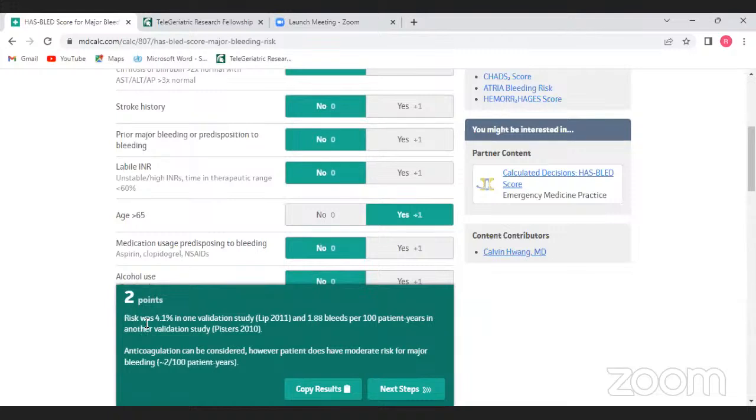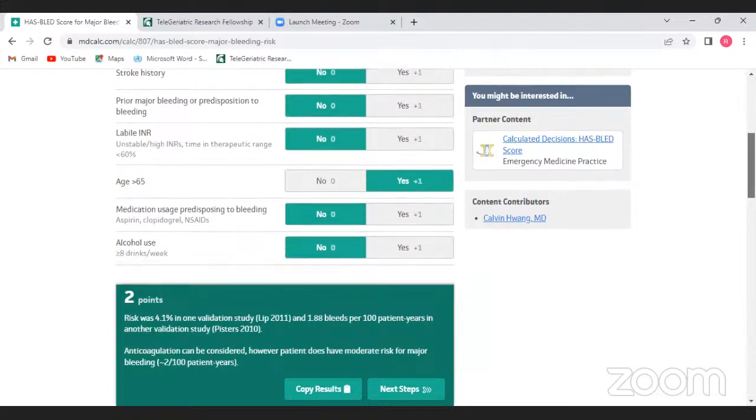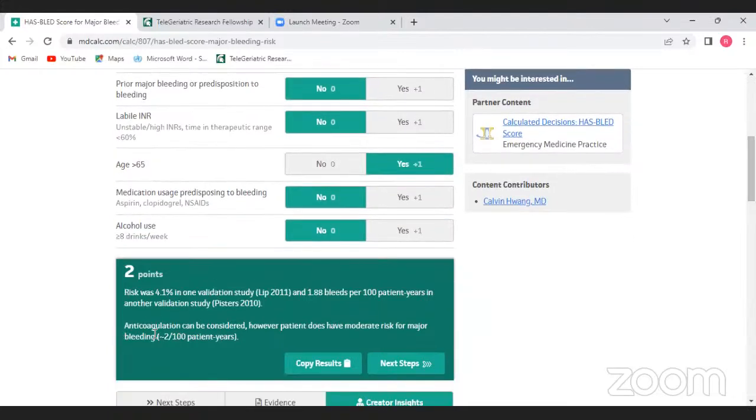What does that mean? Risk was 4.1% in one validation study done by Dr. Lip in 2011, and 1.88 bleeds per 100 patient years in another validation study done by Dr. Pisters in 2010. The recommendation based on this score: anticoagulation can be considered. However, the patient does have moderate risk for major bleeding. It's almost 2 per 100 patient years.